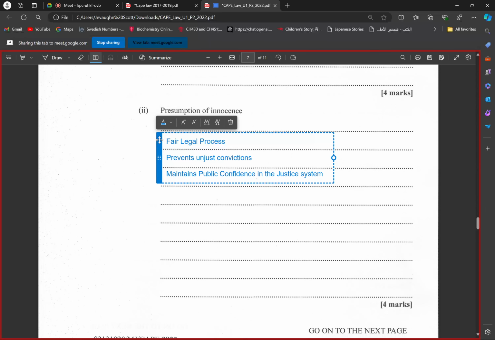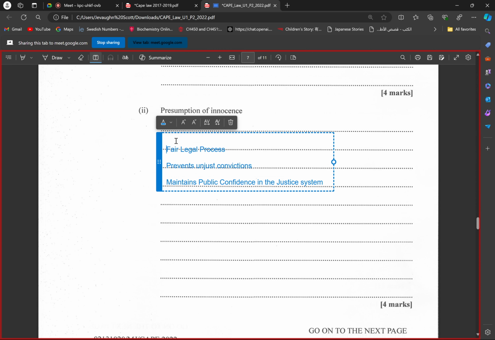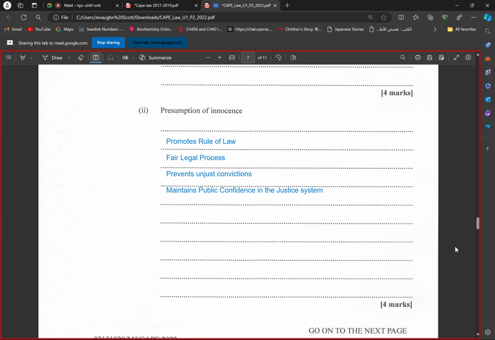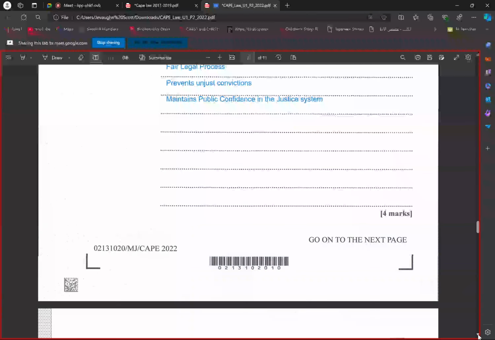Sir, what about having proof? Like, proof must be presented before anyone can be held accountable for certain actions. So the burden of proof. Yes, sir, that would be under fair legal process. Actually, that's going to be an explanation of that point. Yes. It promotes the rule of law. So somebody said Dicey's rule of law, so I'm going to put that there. So promotes the rule of law. Alright, so those things are pretty fine. Just different points that you would use here.